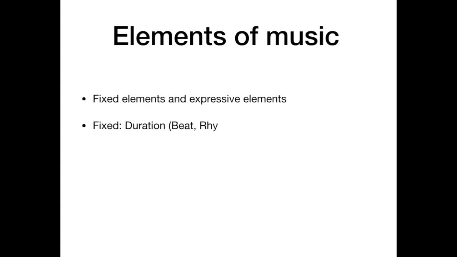So, what are elements of music? Elements of music are parts of the music that we will investigate. So we have two categories: what I call fixed elements, meaning those that are given, that cannot be changed or are not open to interpretation, and then the expressive elements, which are the ones that are open to interpretation.